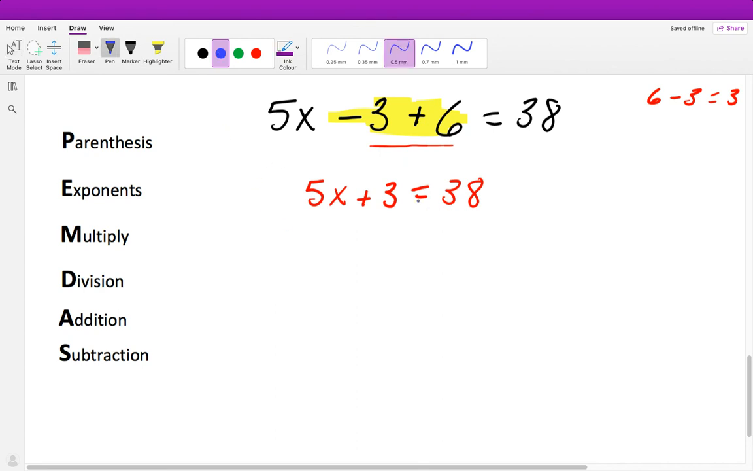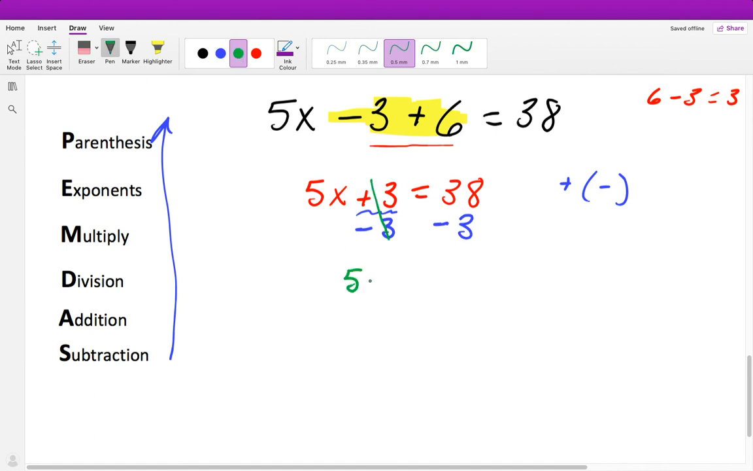But if we look here, now there's nothing I can simplify. So I remember I'm starting from the bottom and I'm working my way up. So I look and see, is there any subtraction or addition? Yes, there's addition right here. Well, what is the inverse operation of addition? It is subtraction. So that means in order to get rid of this plus 3, I would have to minus 3. What I do to one side, I have to do to the other. Well, 3 minus 3 is 0, so now I'm just left with 5x is equal to 38 minus 3 is 35.